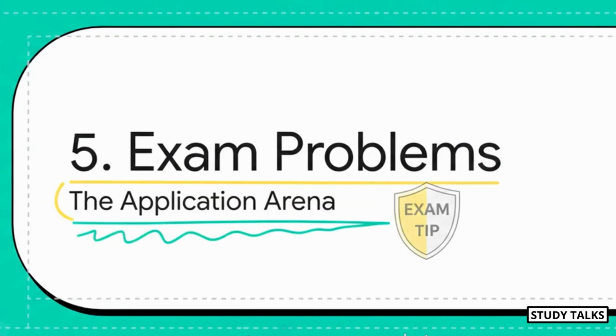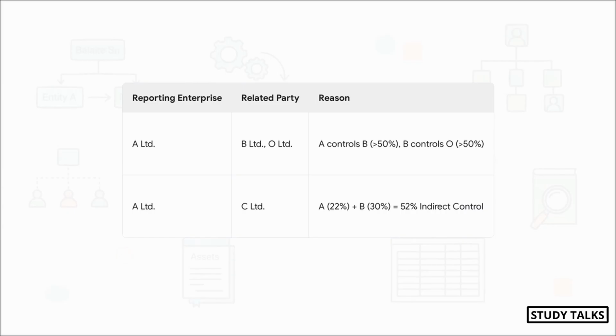Okay, enough theory. This is where the rubber meets the road. Let's apply all these rules and see how you actually score marks with this stuff in a practical problem. Let's start with a pretty straightforward control chain. First case, A controls B and B controls O. That means A has ultimate control over O, so they're related.